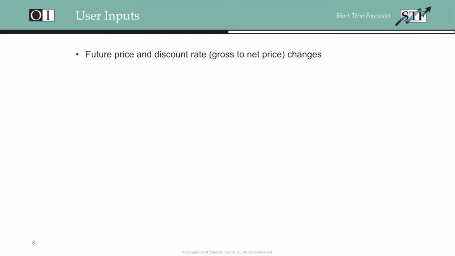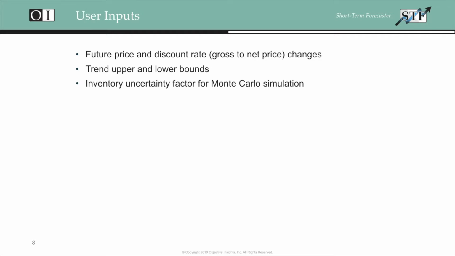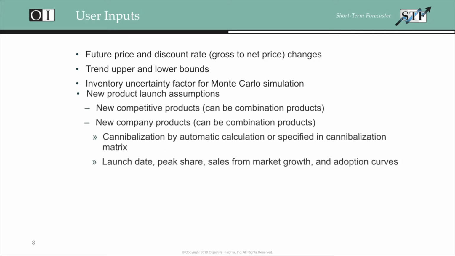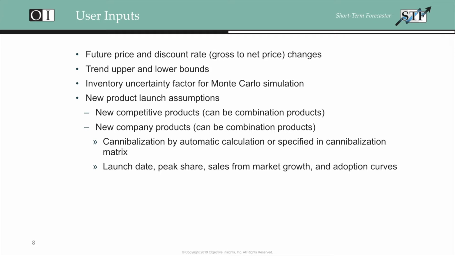Here's a quick list of user inputs. These are all optional, but there's a place in the model for each one of these. We have future price and gross-to-net rates, trend upper and lower bounds, and inventory uncertainty factors. We can put in the assumptions to launch a new competitive product or a new company product, and they can be specified through a cannibalization matrix of how they'll interact with the current products on the market.